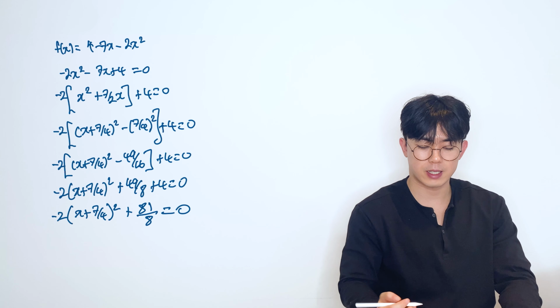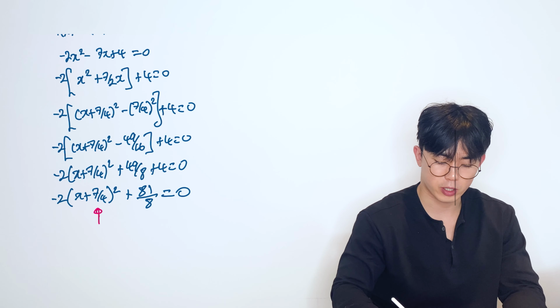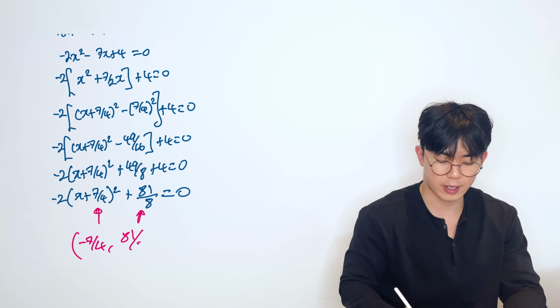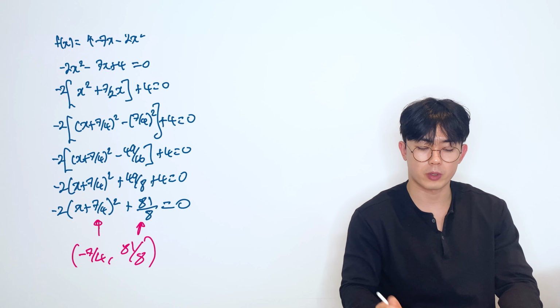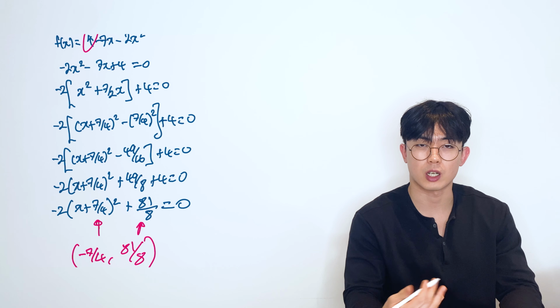Okay, so we've completed the square, and now we know that this here is the x position, this is the y position, so the coordinate of the turning point will be negative 7 over 4, comma 81 over 8, like so. That's the turning point. The y-intercept, where it crosses the y-axis, is just this value here, so 0, 4.